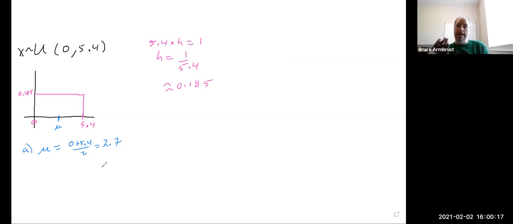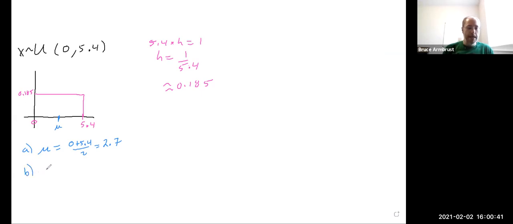It's also the median. I don't know if you guys can see that. The 2.7 is the median because 50% of the distribution is above it and 50% is below it. So uniform distribution is cool there because the mean and the median are exactly the same number. All right, so there was part A.